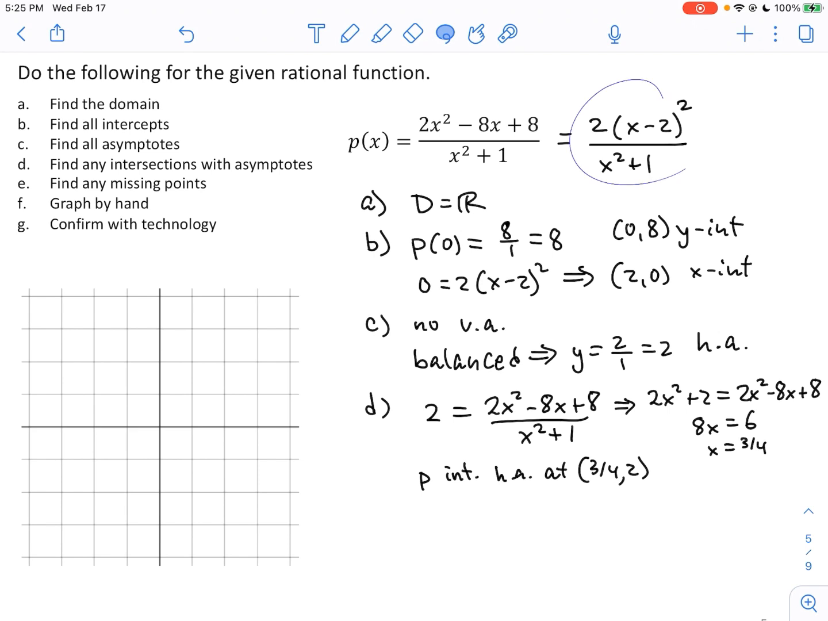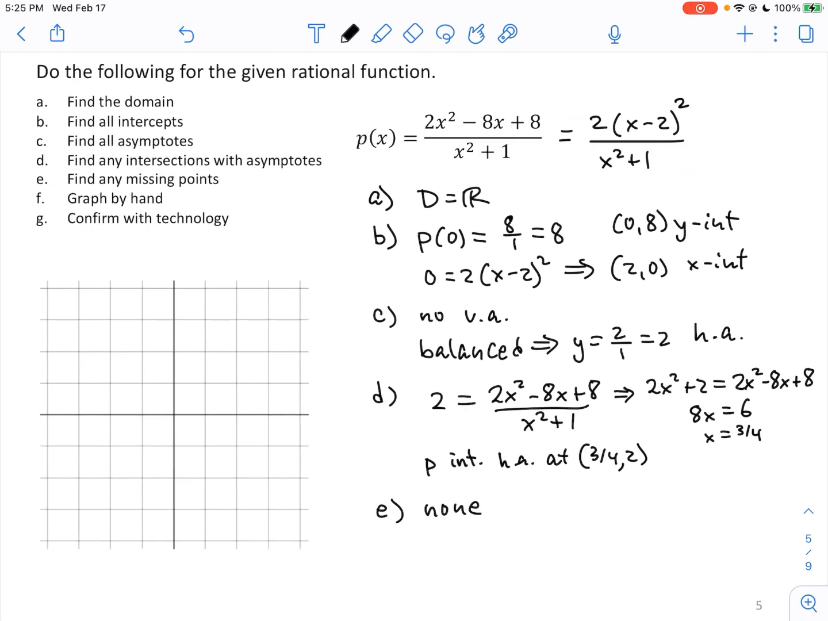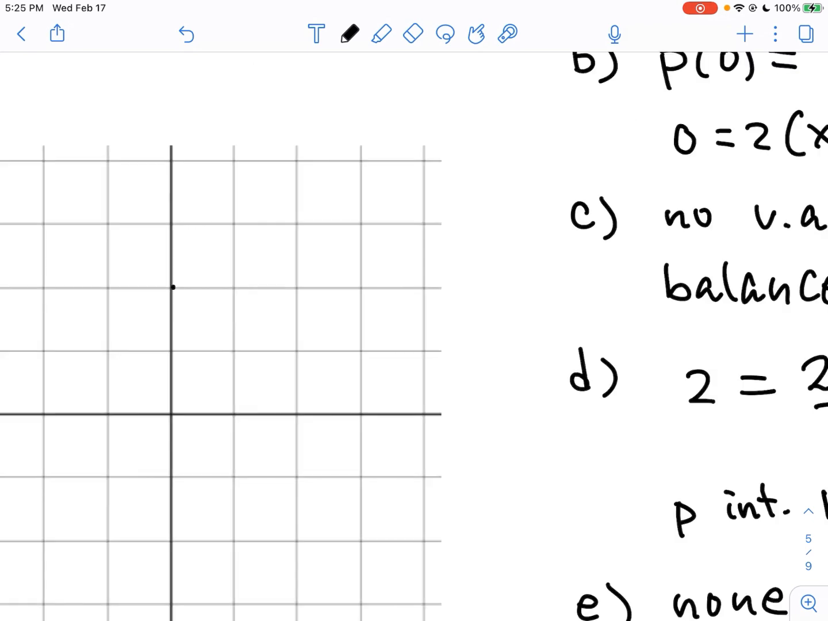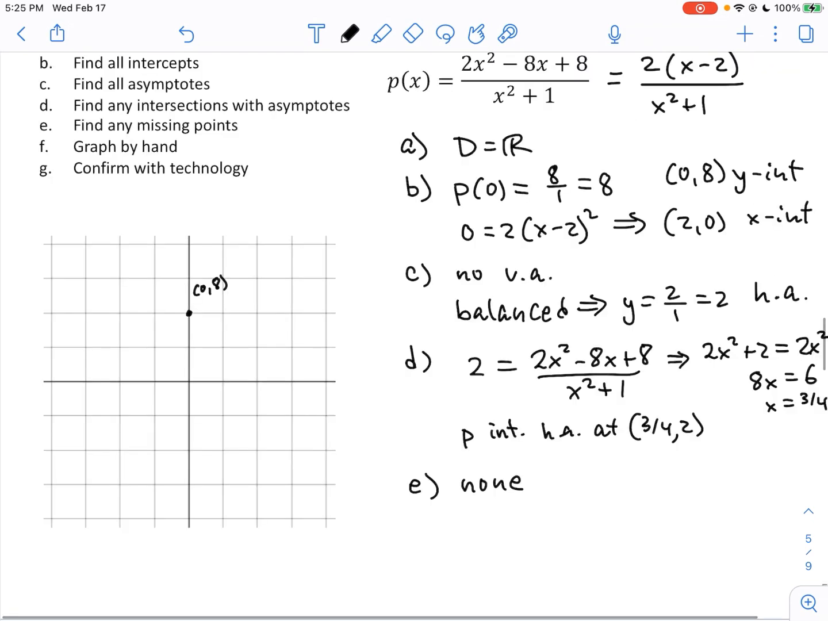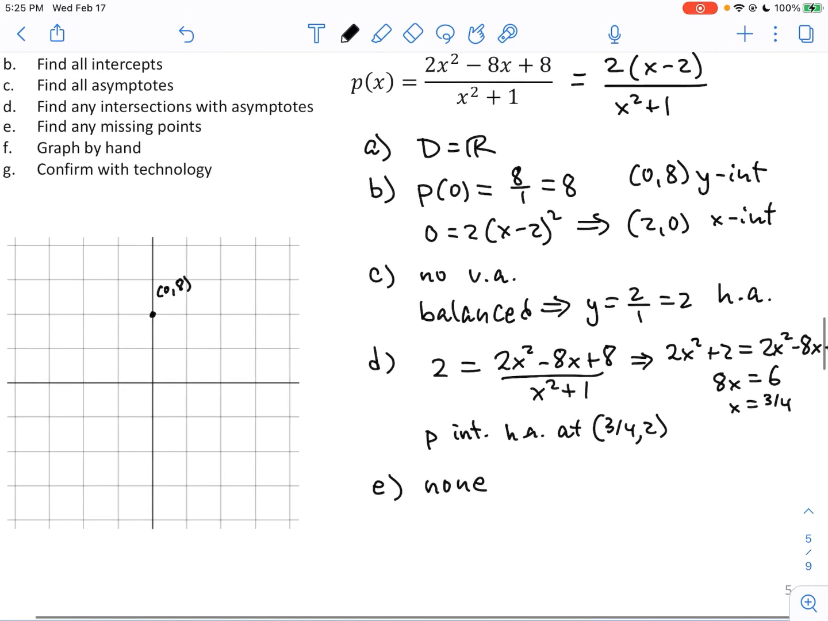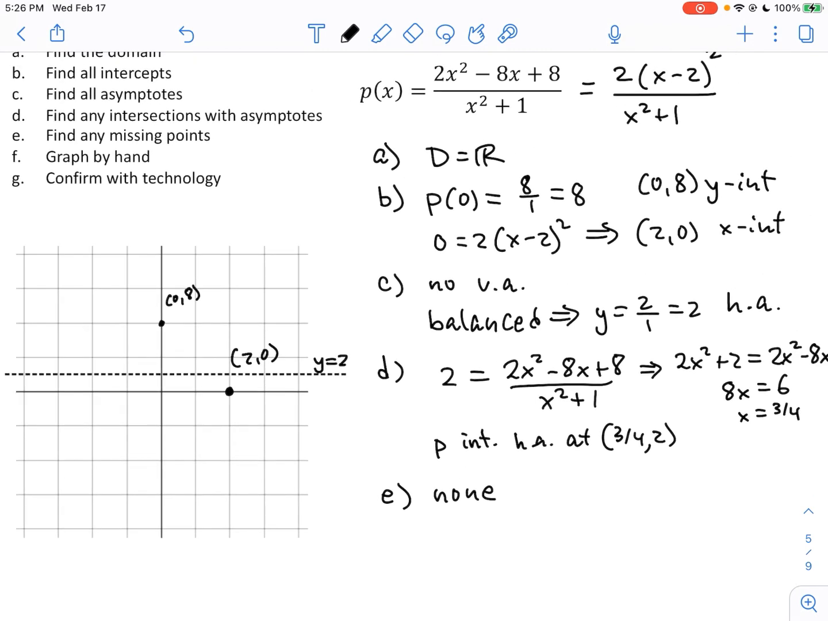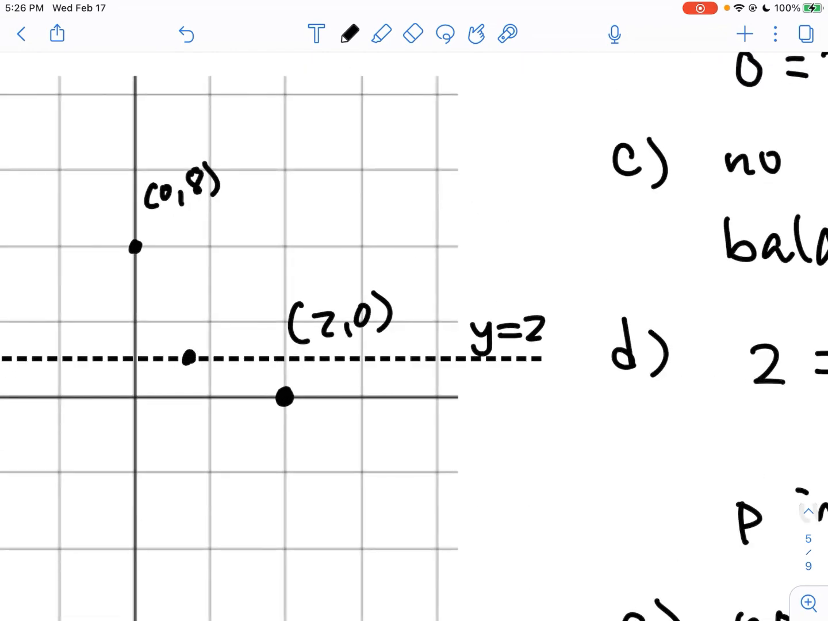Any missing points? Well, no factors canceled here, so there are no missing points. Looking at our data, I might want to do a different vertical scale. Let's do vertically each thing is 4. So this would be (0, 8). But horizontally, let's go with our normal 1 unit. So there's (2, 0) right there. No vertical asymptotes. We have a horizontal asymptote at 2. The point of intersection with the asymptote is (3/4, 2). So we're actually going to intersect it at this point right here.